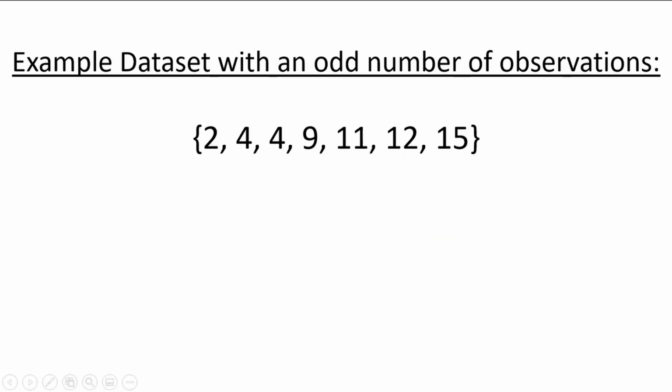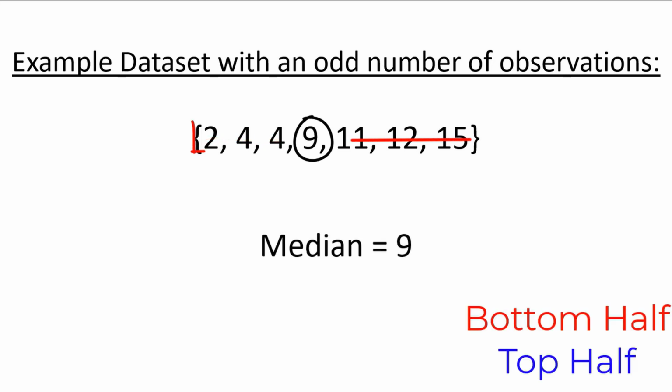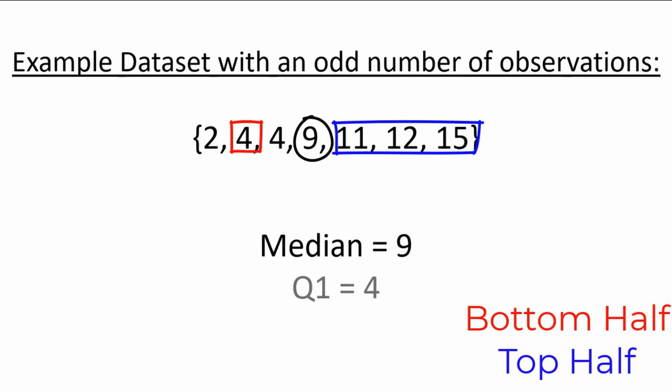In the case of an odd number of observations, the median will be part of your dataset, and then the 2 halves of the distribution for purposes of calculating the quartiles will exclude the median. Here the median is 9, making the bottom half 2, 4, and 4, and the top half 11, 12, and 15. The median of 9 is excluded from the 2 halves for the purposes of finding the quartiles. Q1 is the median of the bottom half, which is 4, and Q3 is the median of the top half, which is 12.